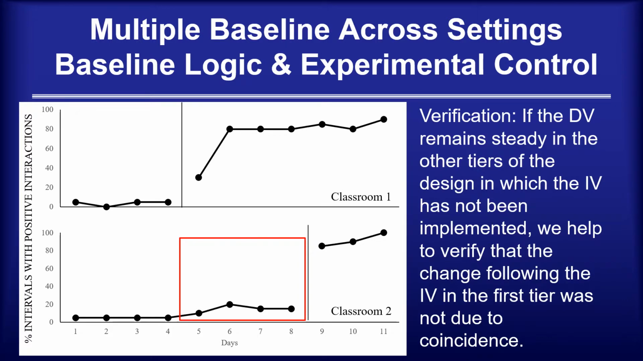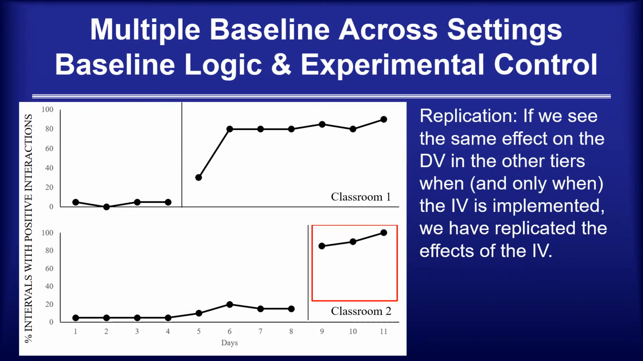If we see that performance in the other tiers changes at the same time as the independent variable is implemented in the first tier, we don't have evidence of a functional relation. In the case of a multiple baseline design across settings, behavior in both environments may have changed at the same time as a function of some other extraneous variable, or there may have been generalization across environments.